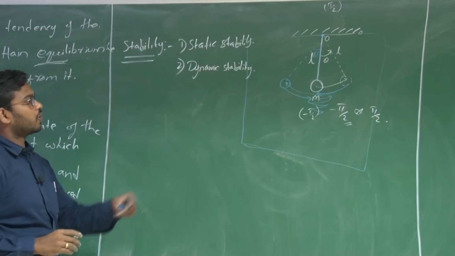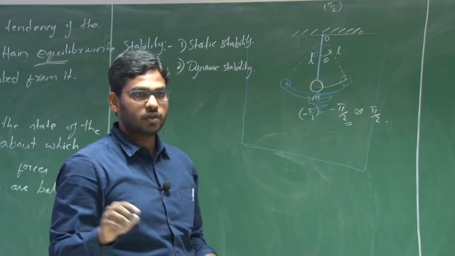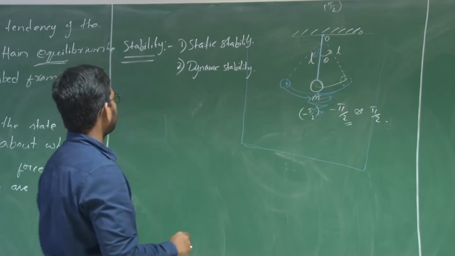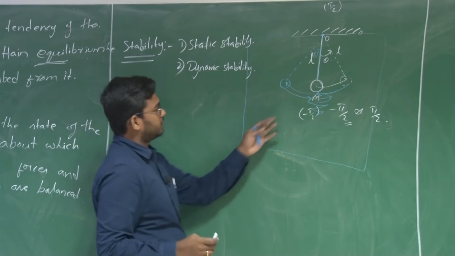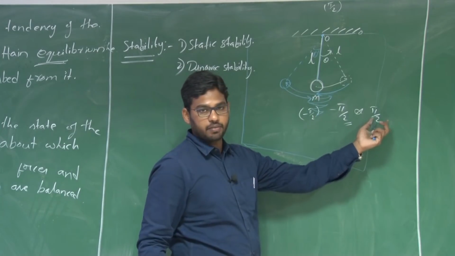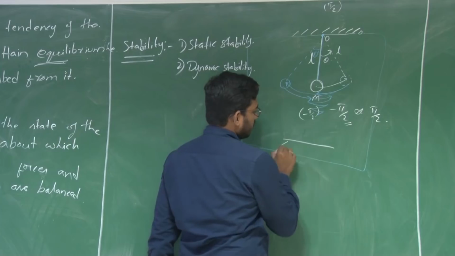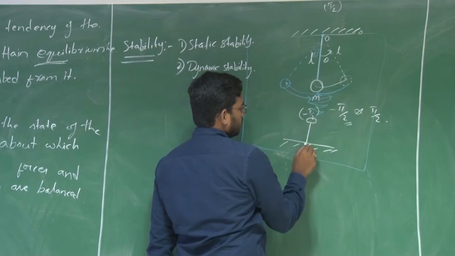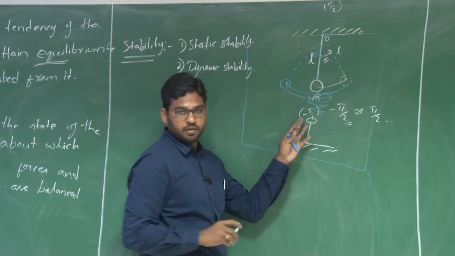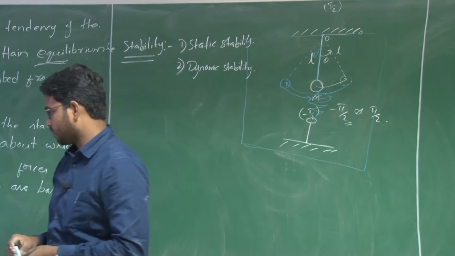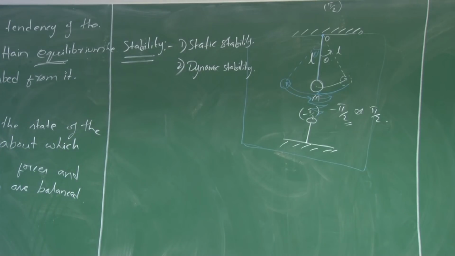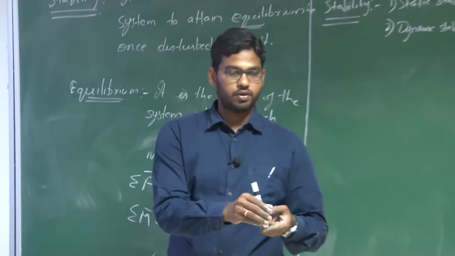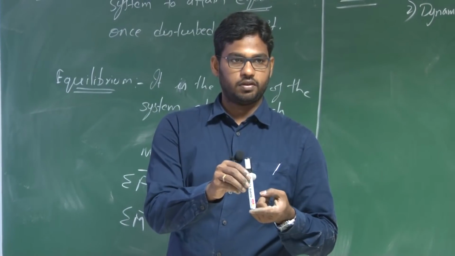So dynamic stability talks about the time history of motion of the system once disturbed from its equilibrium position. Now consider this, we have another equilibrium point which is at pi by 2. So assume that the pendulum is now at the other equilibrium point, which is pi by 2. This is similar to the case where you are holding a stick.